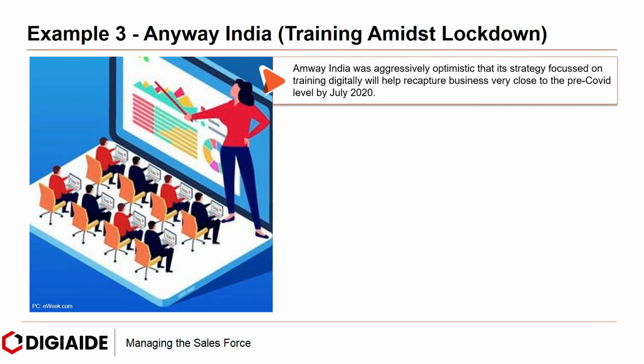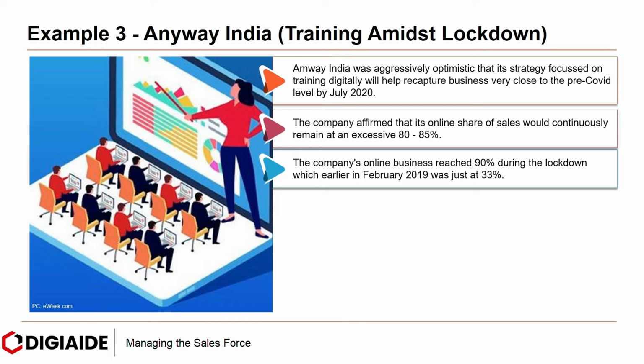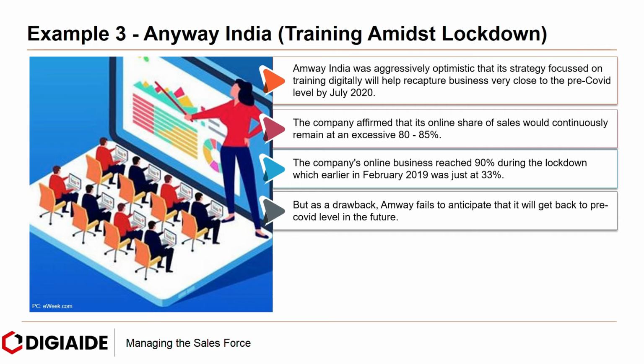Amway India was aggressively optimistic that its strategy focused on training digitally will help recapture business very close to the pre-COVID level by July 2020. The company affirmed that its online share of sales would continuously remain in excess of 80 to 85%. The company's online business reached 90% during the lockdown, which in February 2019 was just at 33%. But as a drawback, Amway fails to anticipate that it will go back to pre-COVID level in the future.